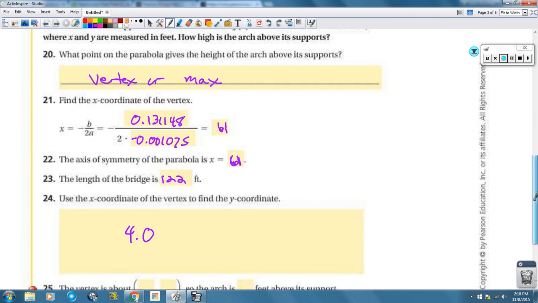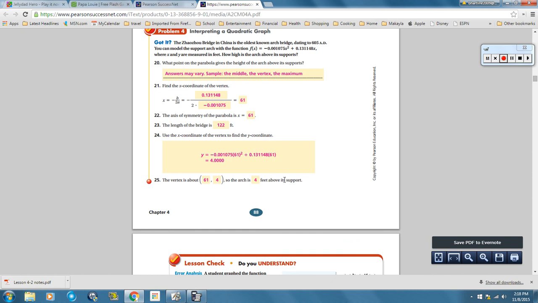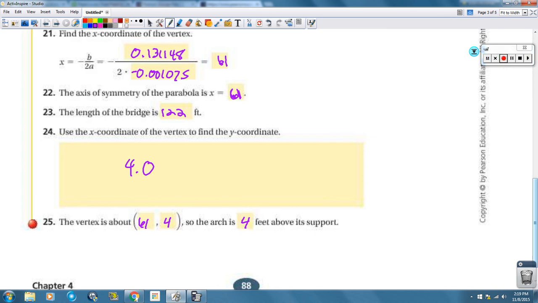So then now that I know the vertex, where is it? 61, 4. And so the arch is how many feet above its support? I think it should be the 4. Let's look and see, because I just have it right here. Yep, there you go. Okay, so yep, just had to make sure I was doing that right.